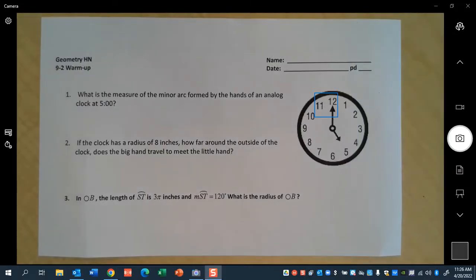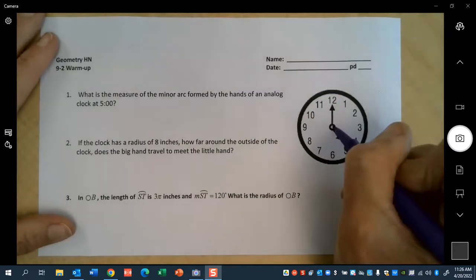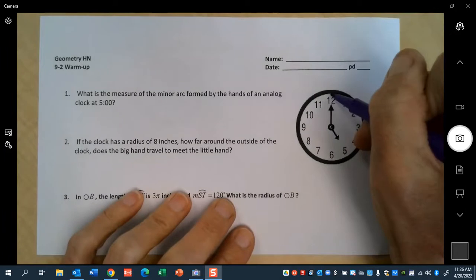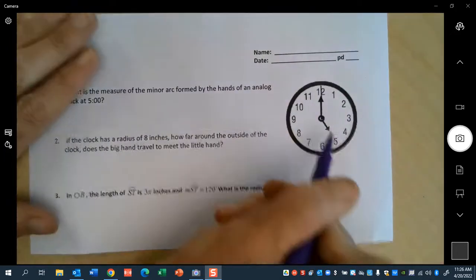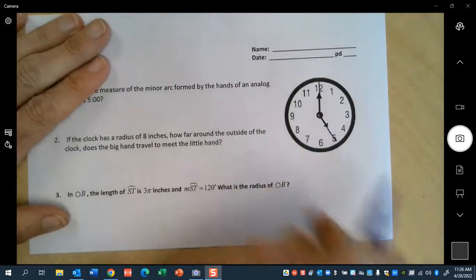All right, so let's just talk about this first one. We'll stop and go, and see what memory serves. Here you go. Here's your center of the circle, and here's one radius, and here's a second radius.